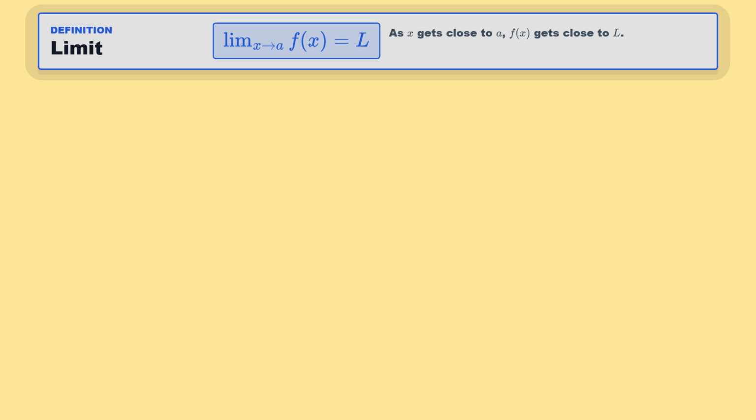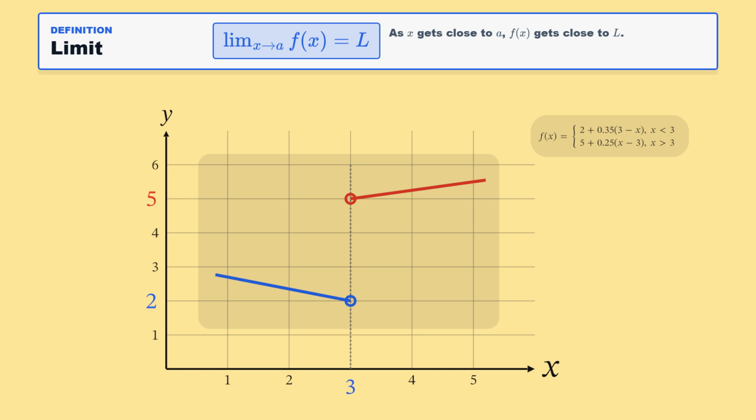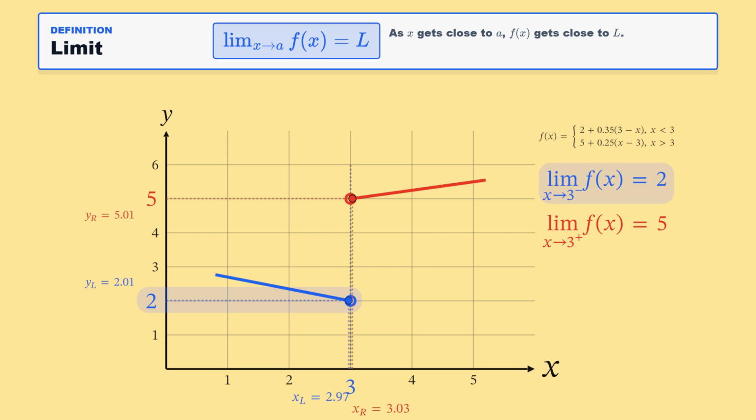Now, let's look at a case where the limit does not exist. Suppose we have some function f of x that as x approaches 3 from the left, the graph gets closer to y equals 2. But for that same function, as x approaches 3 from the right, the graph gets closer and closer to y equals 5. So from the left of 3, our y value approaches 2, and from the right of 3, our y value approaches 5. Since those do not match, our left and right side limits differ, so our overall limit does not exist.